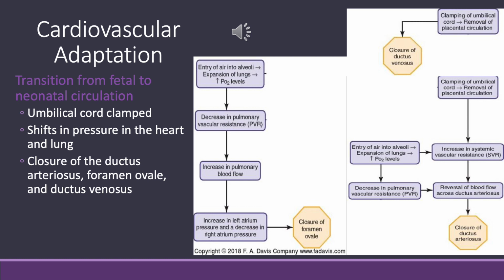This happens because of changes in the blood oxygen level and shifts in the pressure in both the heart and lungs from the first breaths and the clamping of the umbilical cord. I teased apart the figure from your textbook so that you could see the processes involved in the closure of each of those shunts.